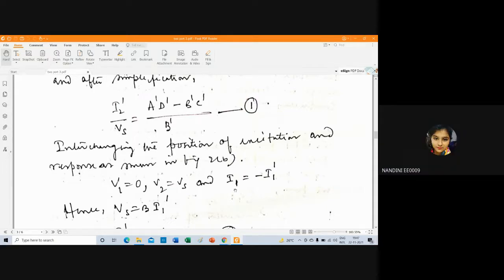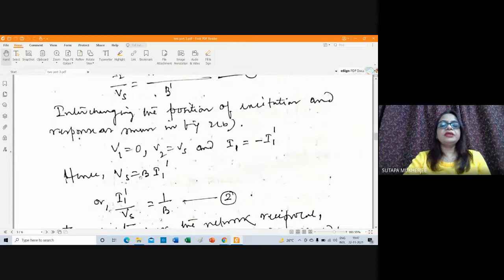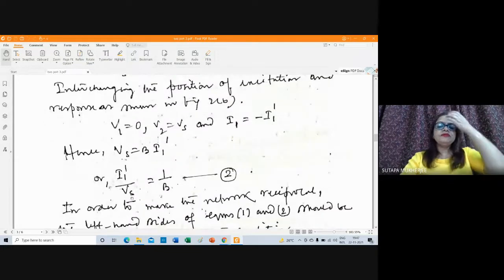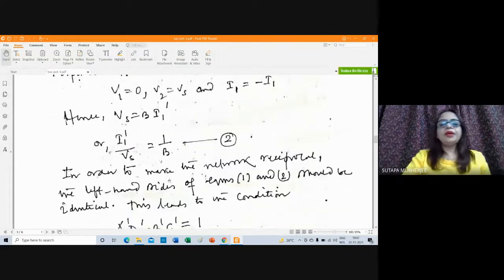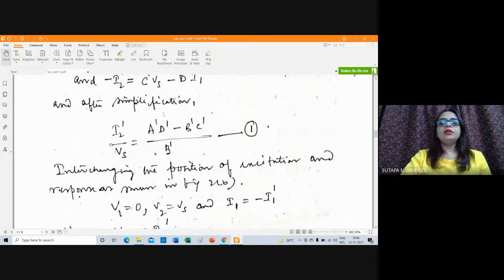Yes, ma'am. So I1 = −I1'. Hence B' = Vs = B I1'. Put all these values in the previous equation. Follow it. I1'B/Vs will be equal to 1/B. So in order to make the network reciprocal, what to do? The left hand sides of equation 1 and 2 should be identical. So remember equation 2, 1/B I1'/Vs. Now come to 1. This is this.